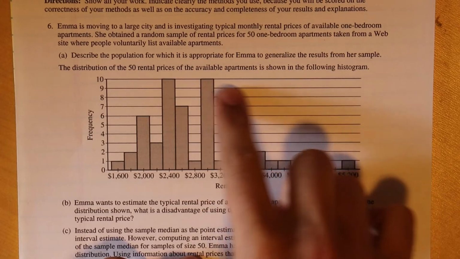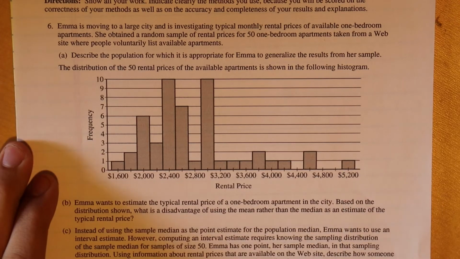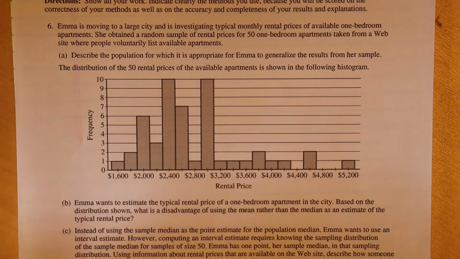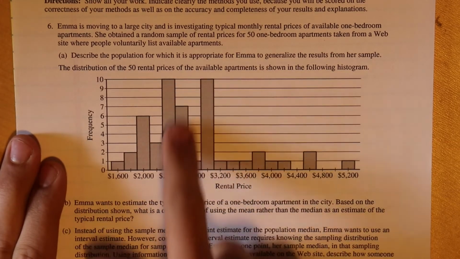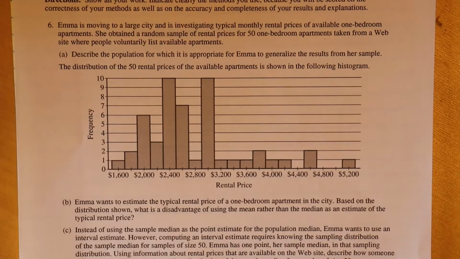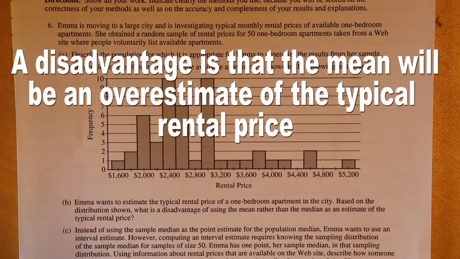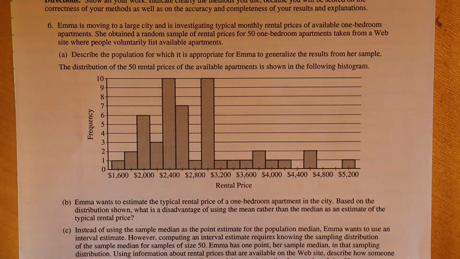So the mean is going to be influenced by the tail here and these potential outliers because it's a measurement of value. The median is the better of the two because it's a measure of position, and so it's going to be significantly less influenced by the tail and these potential outliers out here. So to answer the question, what is the disadvantage for using the mean rather than the median? Well, the mean will be an overestimate of the typical rental price, and the median will be better suited because it's not going to be as influenced by the outliers and the right skew.